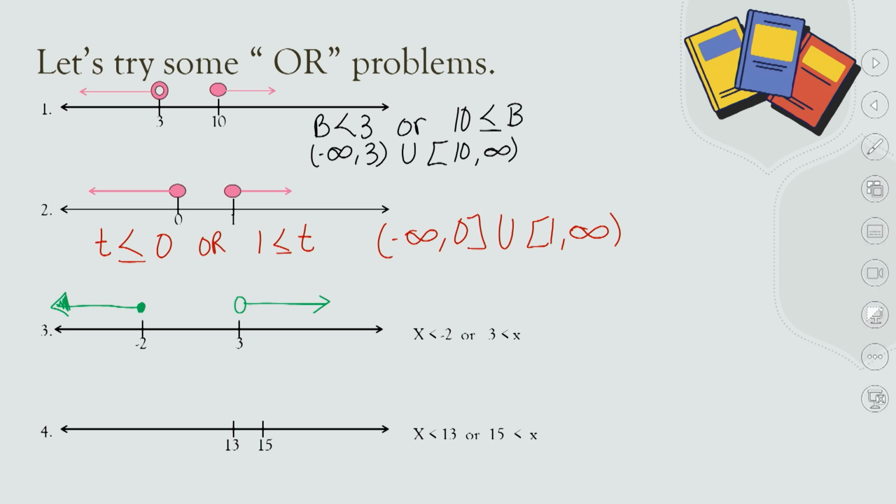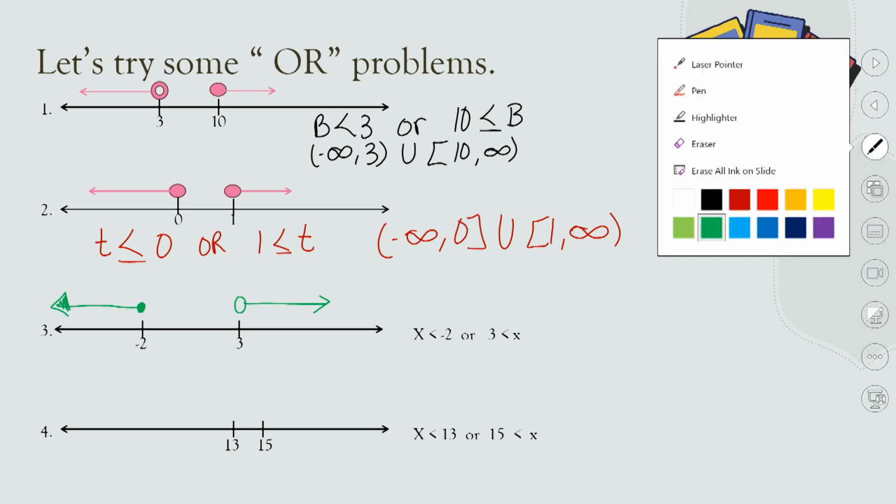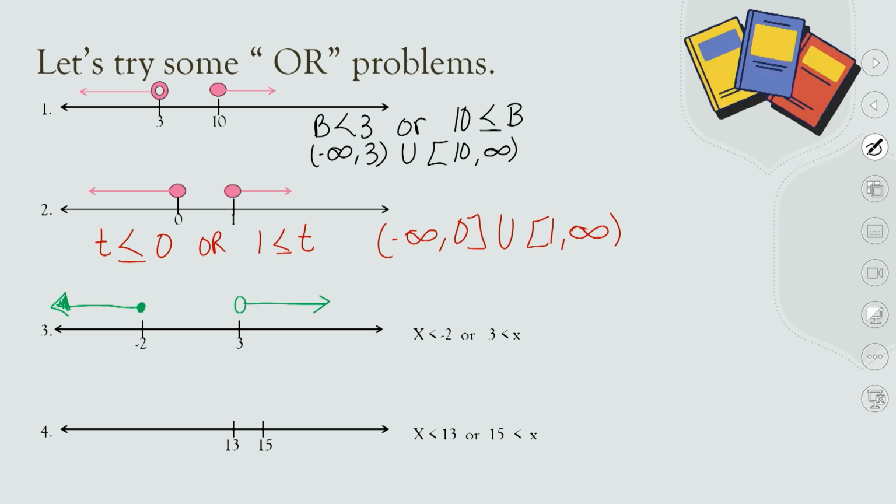X is less than or equal to 13, or 15 is less than or equal to X. So let's see what that looks like. So my unknowns are smaller than 13. So I have an open circle. And 15 is less than or equal to X, so I have a closed circle. So they're smaller going to the left, or they're bigger going to the right.